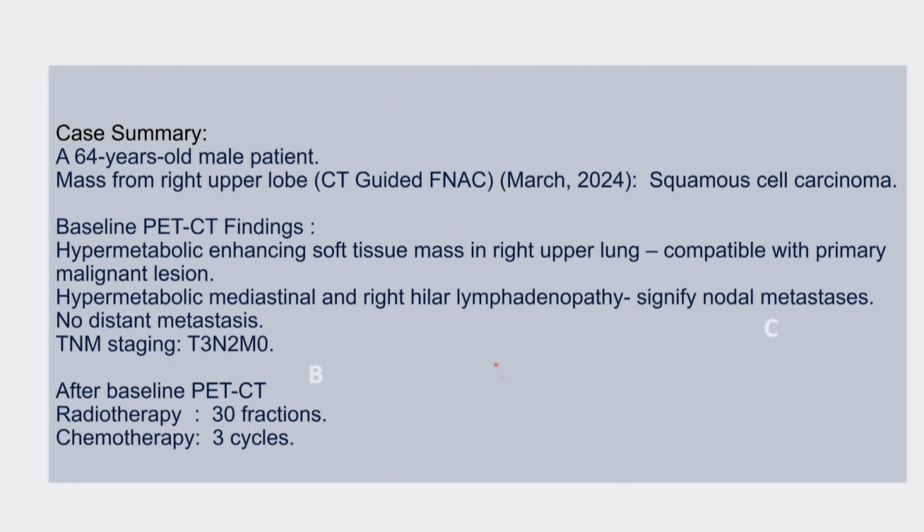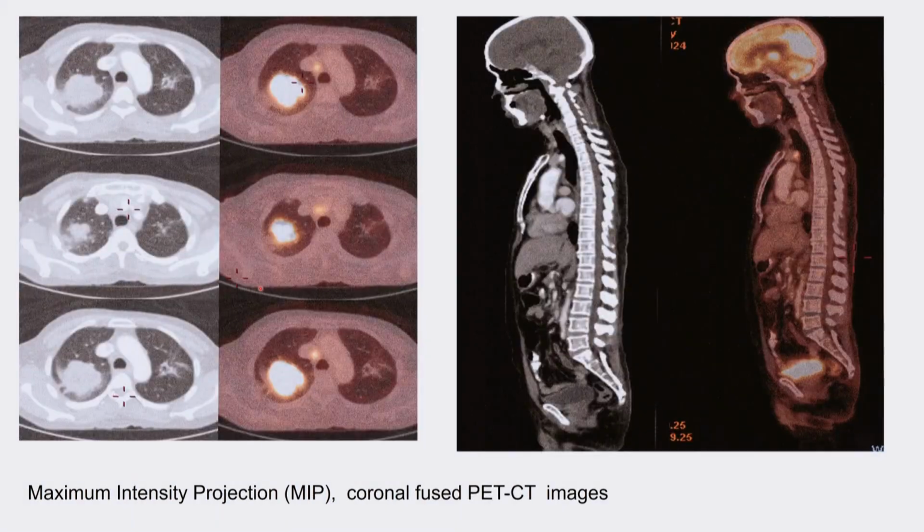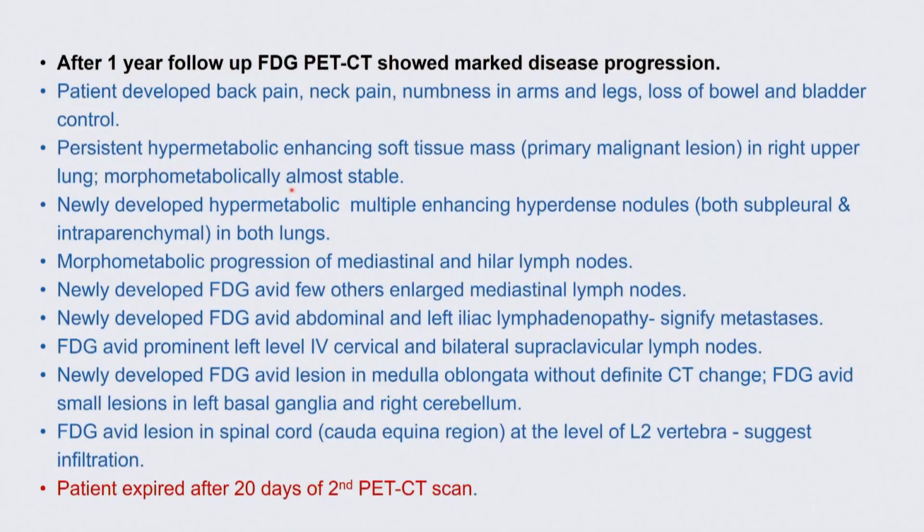And another 64-year-old male patient. This patient had a mass in the right upper lobe, that is squamous cell carcinoma, and a single right hilar lymph node. This patient was treated with chemoradiotherapy. After 1 year, this patient showed progressive disease, and that is marked disease progression.